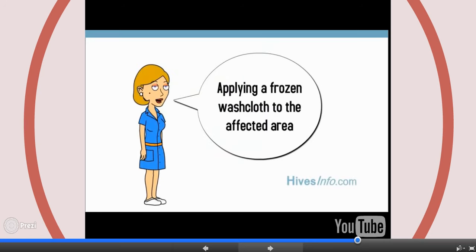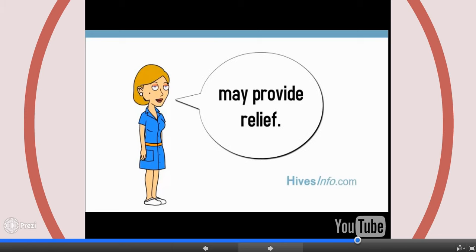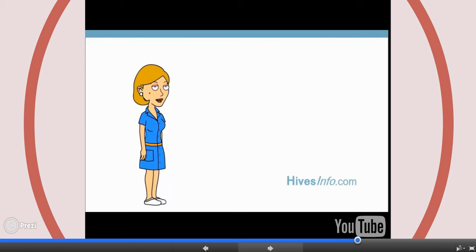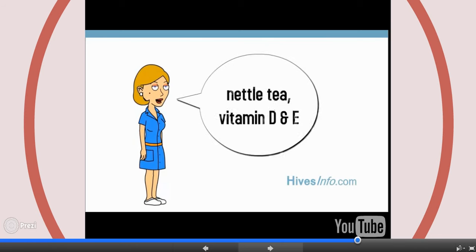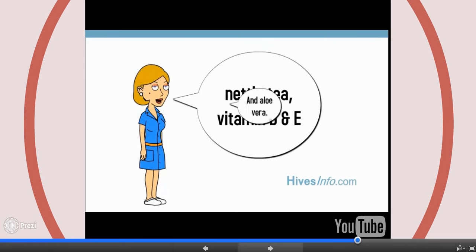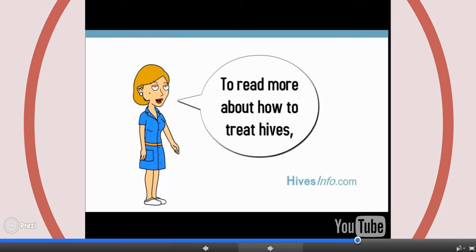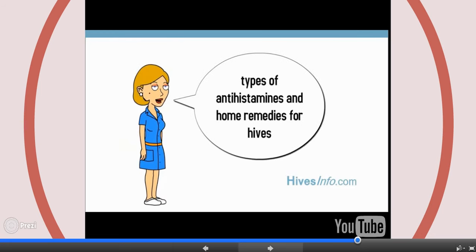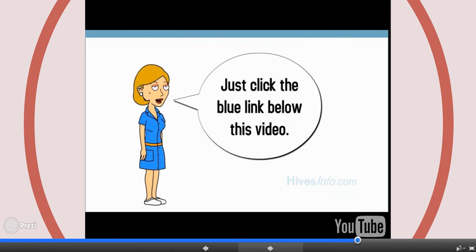Applying a frozen washcloth to the affected area may provide relief, but taking aspirin won't, as aspirin may worsen the hives. Home remedies for hives include nettle tea, vitamin D and E, and aloe vera. To read more about how to treat hives, types of antihistamines, and home remedies for hives, just click the blue link below this video.